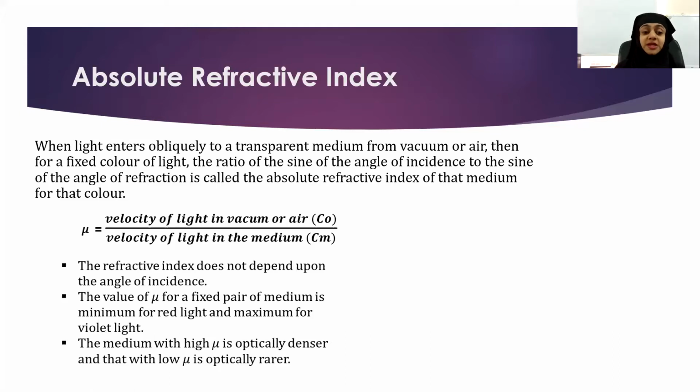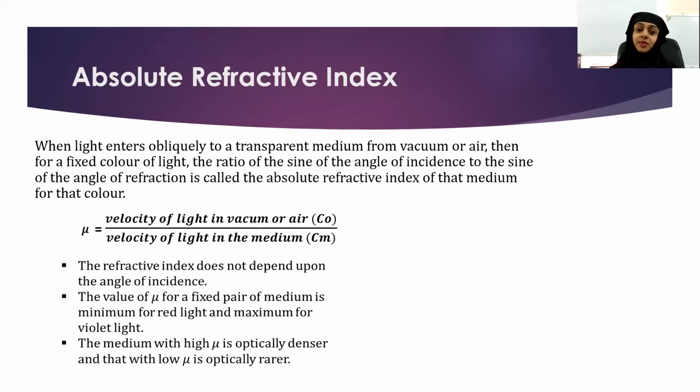Which color has minimum refractive index? Red. Red has minimum refractive index, and there will be maximum refractive index for violet light. So when light is entering, you must have seen a figure where when light travels through a prism, it gets separated into different colors. Do you know why? Why does it separate into different colors?